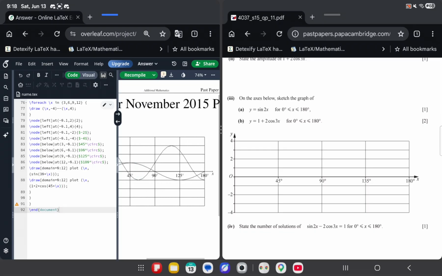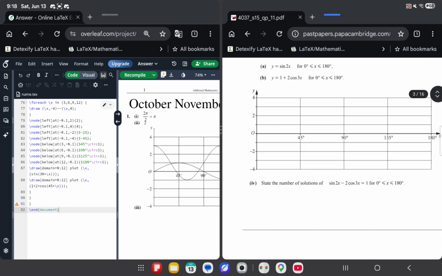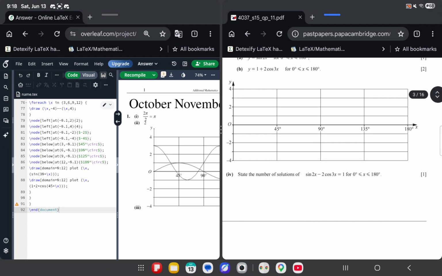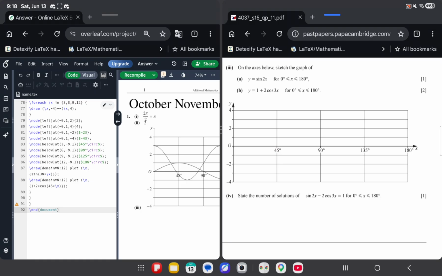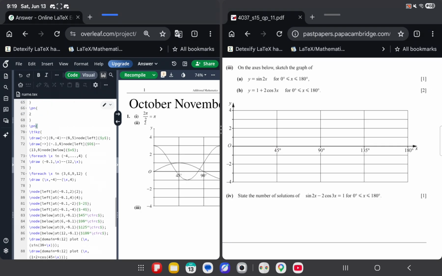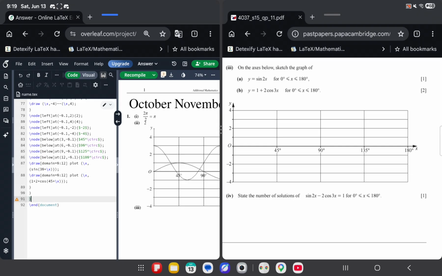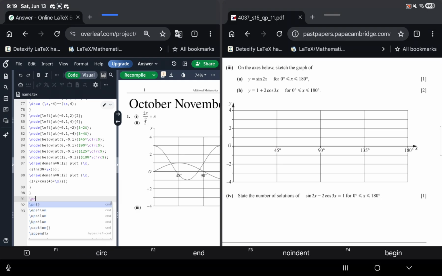Yes. Okay, good. Why is this so bad? Number of solutions of 2 sine of 2x minus 2 cosine of 3x. If we subtract these two, it is equal to 1. So this is the question, this is the part. Number of solutions of this. Let's see how you derive this.